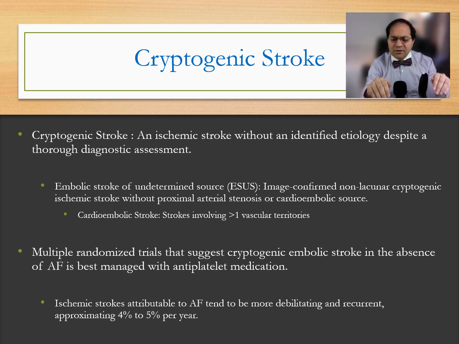Now, it's very important to identify arrhythmia as a cause, especially atrial fibrillation or atrial flutter, because multiple randomized trials suggest that if you have cryptogenic embolic stroke but there's no atrial fibrillation, the best way to manage these patients is only antiplatelet medication. But if there is ischemic stroke that is attributed to atrial fibrillation, you will get a very debilitating and recurrent stroke, approximately 4 to 5% per year. So it's very important to identify atrial fibrillation because the stroke is more likely to recur, and you can prevent it with anticoagulation.